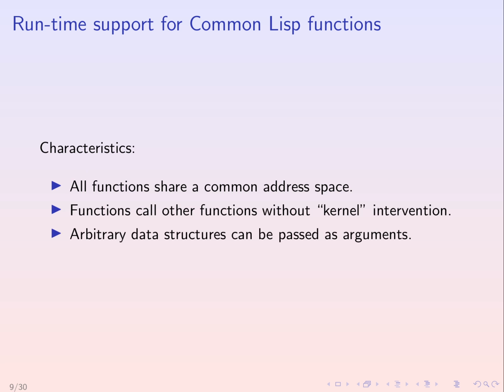So if we look at the characteristics of the runtime support for Common Lisp, all functions share a common address space. There's not the separate address space that you have for batch languages. And functions call each other without kernel intervention. And as a result of the common address space, you can pass arbitrary data structures as arguments between functions. You're not restricted to sequences of bytes in the form of pipes.